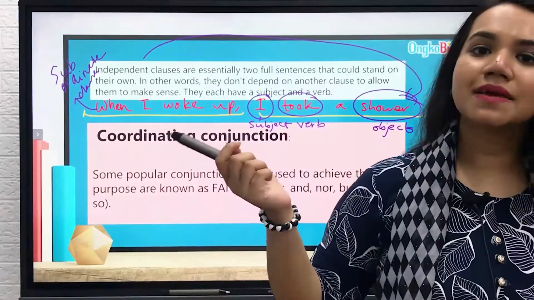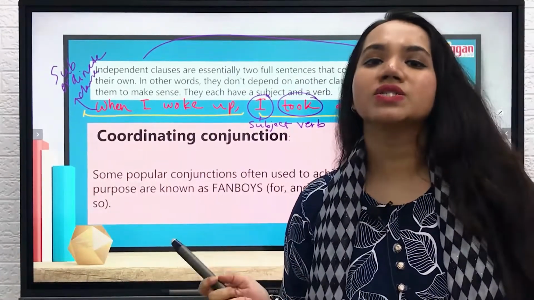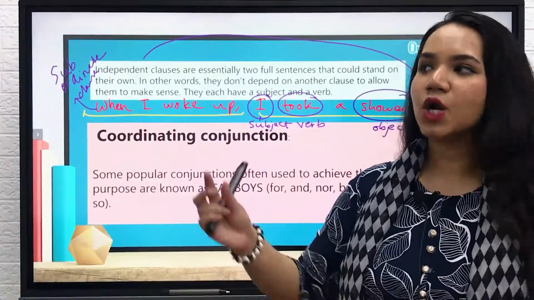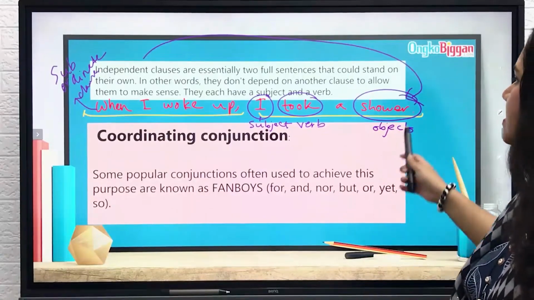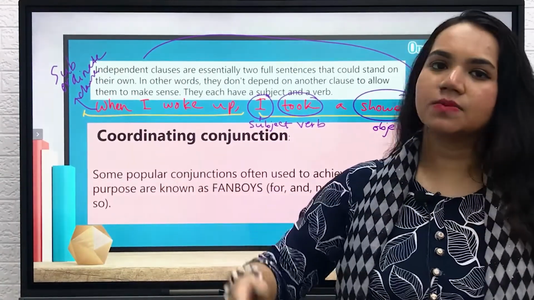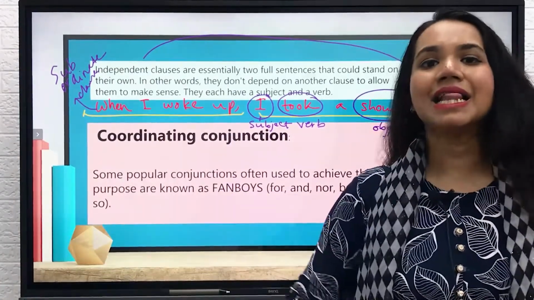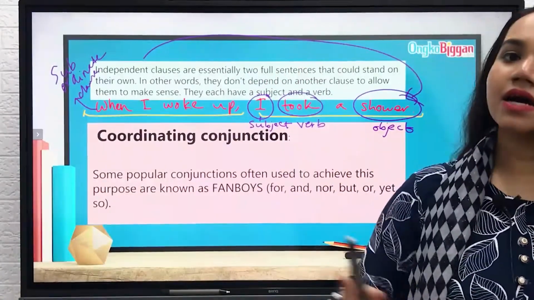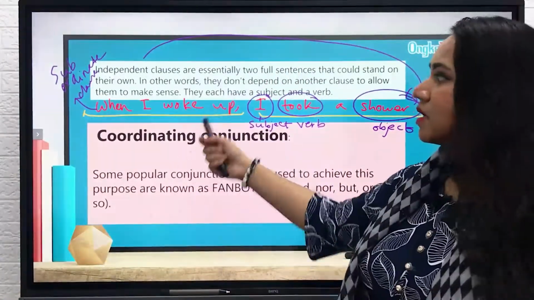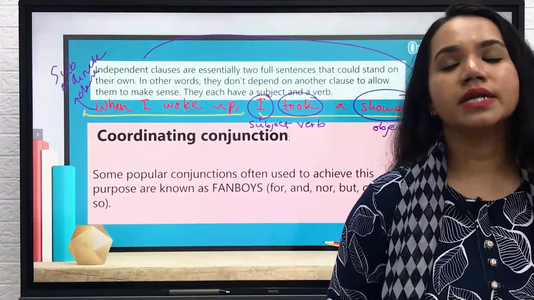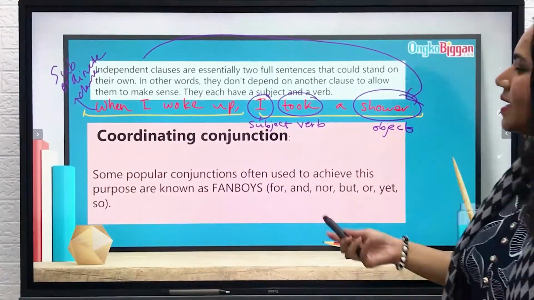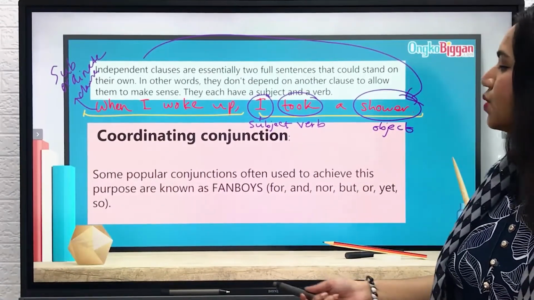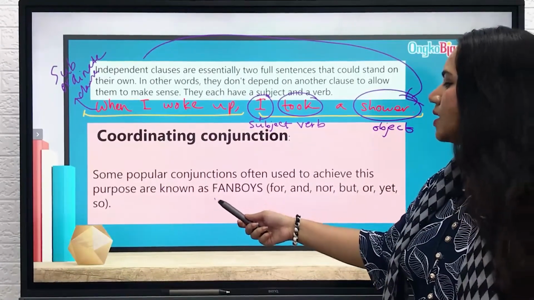By this purpose, I mean identifying or linking two different independent clauses. Because "I took a shower" is an independent clause, if you want to link this clause with another independent clause, not a subordinate clause, then you can use a coordinating conjunction. So in short, these coordinating conjunctions can be known as fanboys.